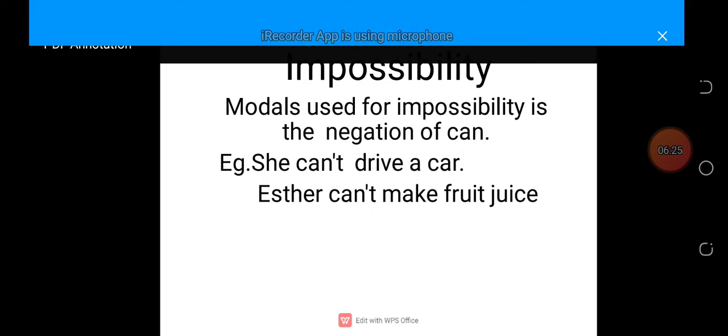Modals are also used in expressing impossibility. Here, you are saying that certainly it will not happen. It's not going to take place. So we are going to use the negative form of the modal can, where we add the not to it. So, she can't drive a car, meaning that it is impossible. Looking at this girl, she can't drive a car. Esther can't make fruit juice. It is obvious she can't make fruit juice. So this is to state that the activity is impossible. Very good.